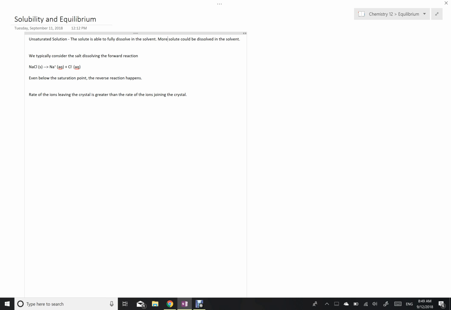This is where the solvent is holding the maximum amount of solute it can hold, which means if you add another spoon of salt to that cup of water, it won't dissolve, but it's just going to sit as crystals at the bottom of the cup.